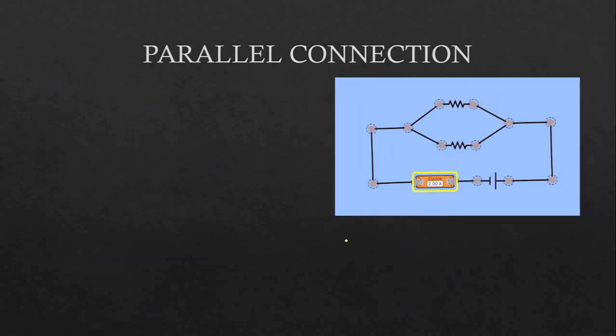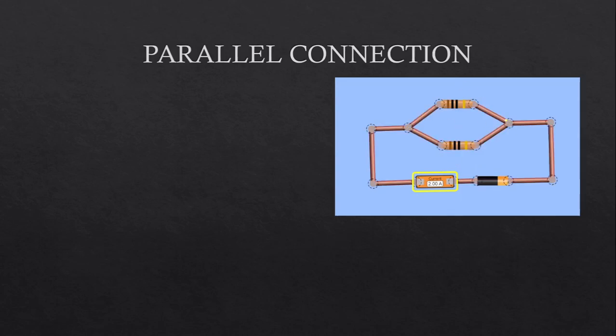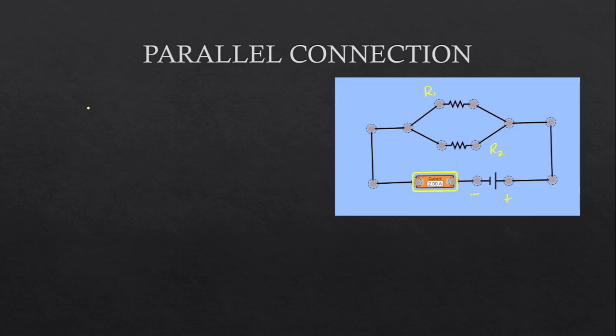If the resistors are connected in parallel, they are connected end to end. This is the positive side of the battery, this is the negative side of the battery. Now the electrons are going from the negative side to the positive side, but the current will be denoted as flowing from the positive side of the battery to the negative side of the battery. Here let's take the resistance of the first resistor to be R1 ohms and the resistance of the second resistor to be R2 ohms. So we have two resistors which are connected in parallel.